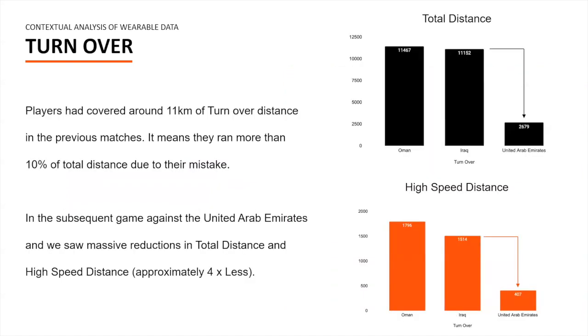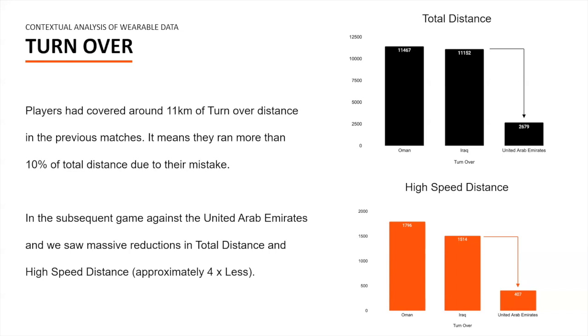Like I said before, we had 3 matches in Doha Cup. Players had covered around 11 kilometers of turnover distance in the previous 2 matches. Honestly, we had no idea if it was good or bad because it was our first time to do this work. But when we converted it to a percentage, it was more than 10% of total distance. We thought that it was huge.